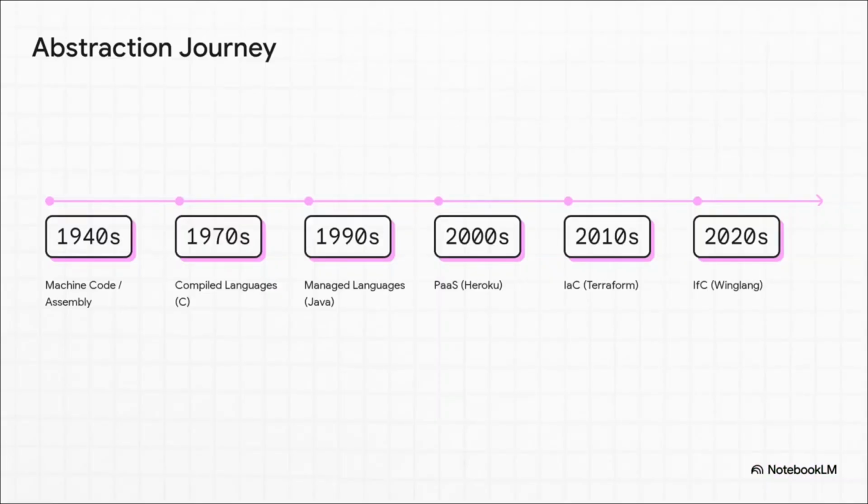Because this is really all about the relentless march of abstraction. When you look at a timeline like this, you realize the entire history of our industry is just about finding better and better ways to hide complexity. We went from machine code to assembly, from C to managed languages like Java. Platforms like Heroku abstracted away the servers, and IaC tools like Terraform abstracted the cloud APIs. Infrastructure from code isn't just some random new thing. It feels like the next logical and maybe even the final step in that long journey.